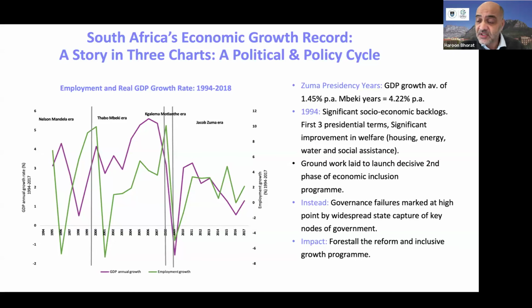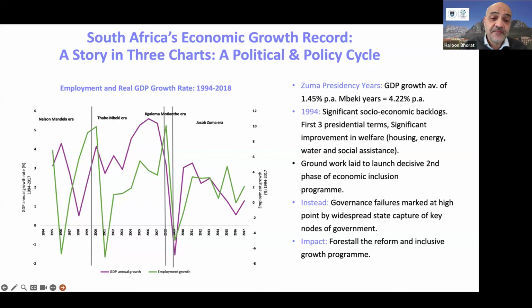But of course, Zuma was a thief, right? And so begins the era that we all know too well as state capture. I won't go through the consequences of state capture and the collapse in infrastructure and so on, but what that does, crucially, is forestall the reform program. So the second phase of the Mbeki era, which may have led to an alternative president, perhaps even Cyril Ramaphosa instead of Jacob Zuma, would have seen the foundations being laid to launch the second phase of our economic inclusion program.